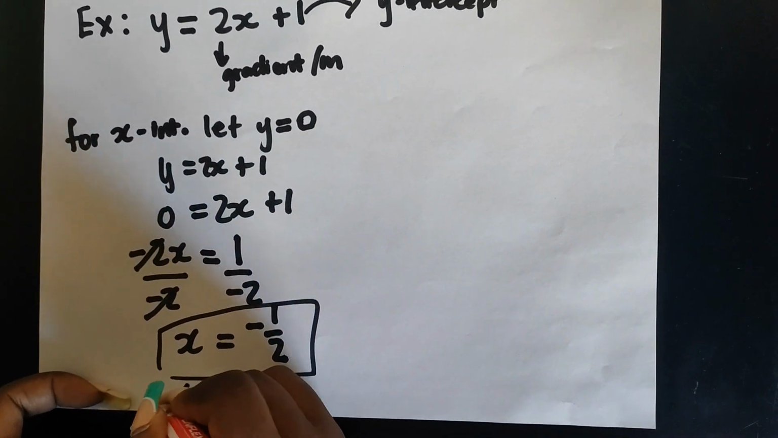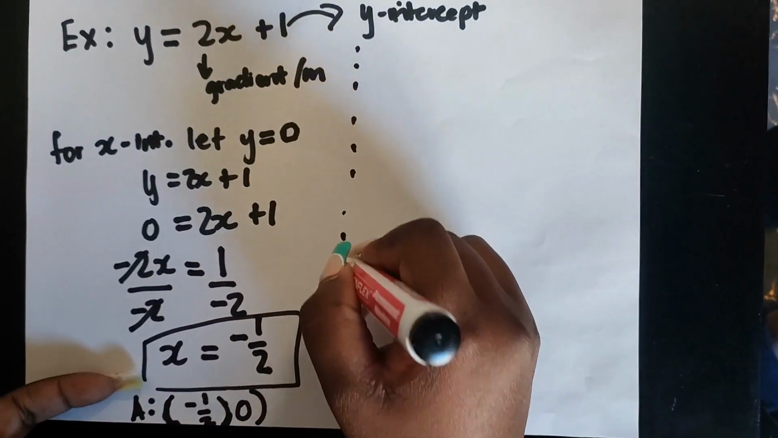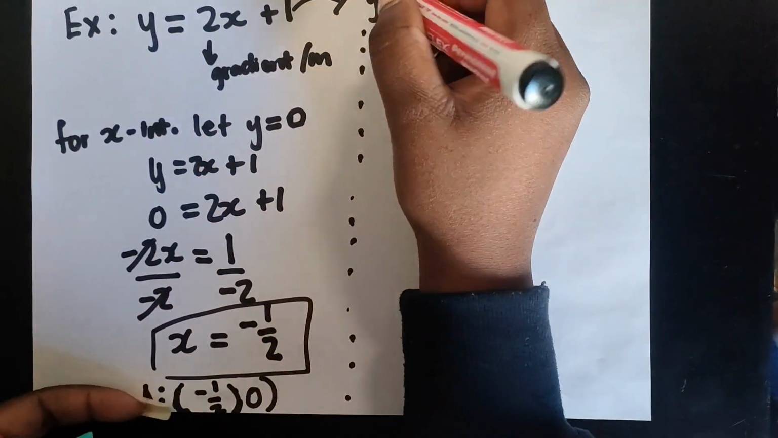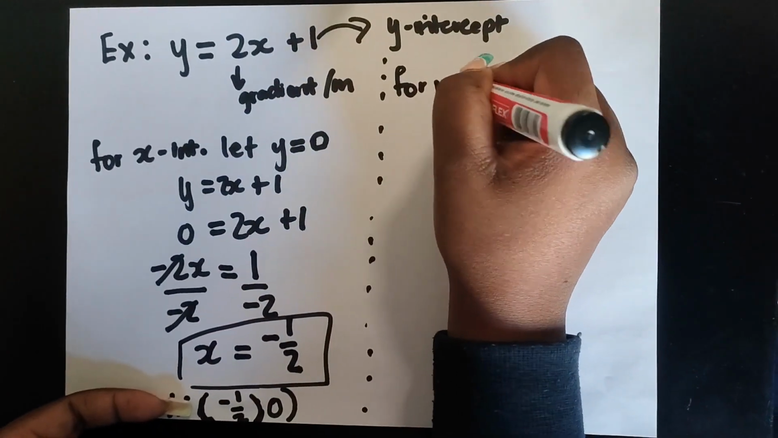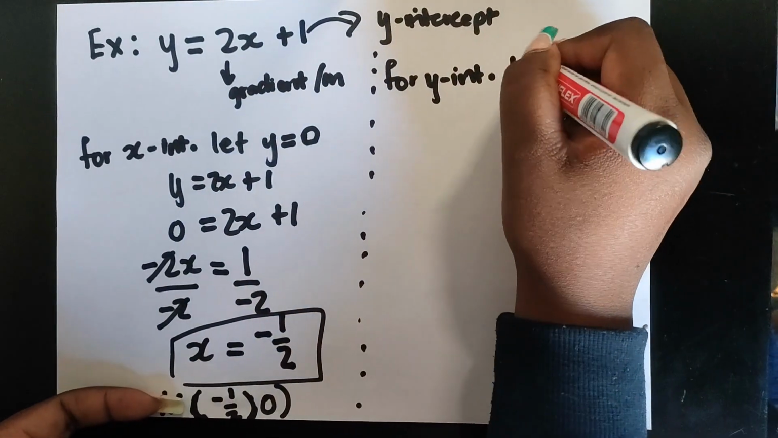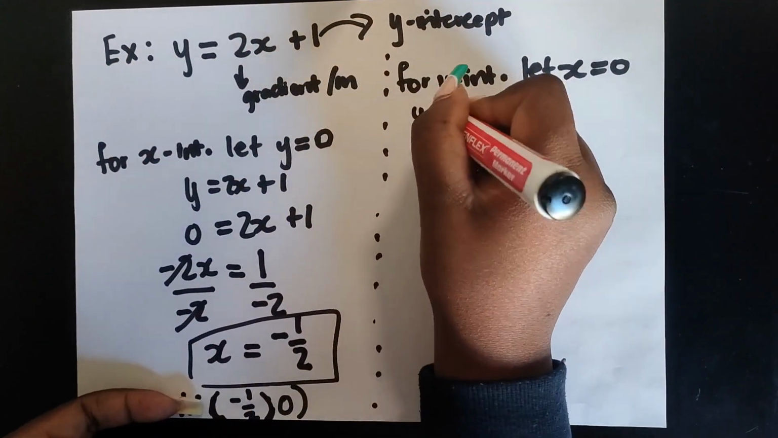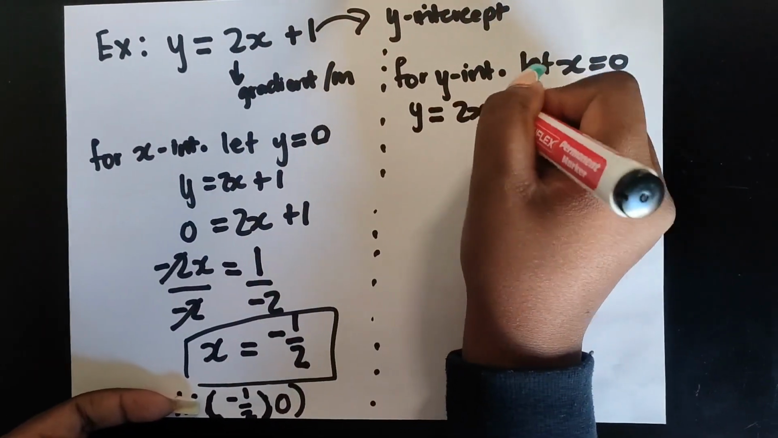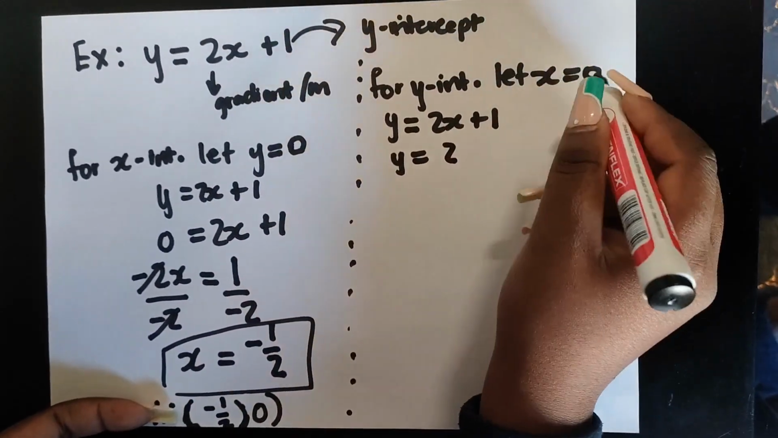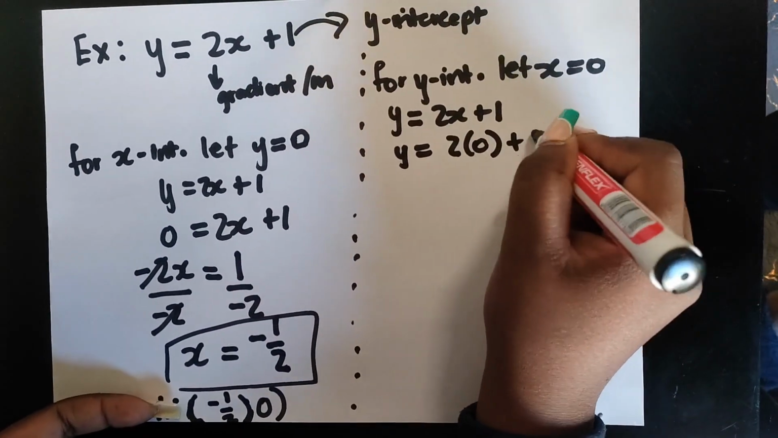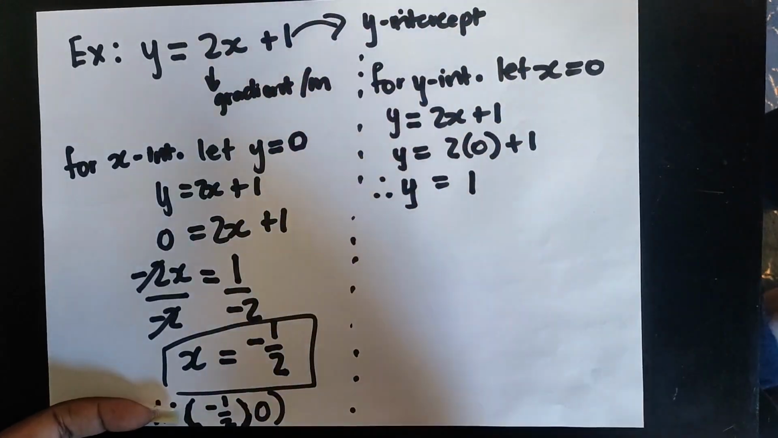That's our point A. So let's find our second point. For the y-intercept, let x equal 0. We write the equation down: y equals 2x plus 1. So y equals 2, where there's an x we put a 0, plus 1. Therefore our y is equal to 1.